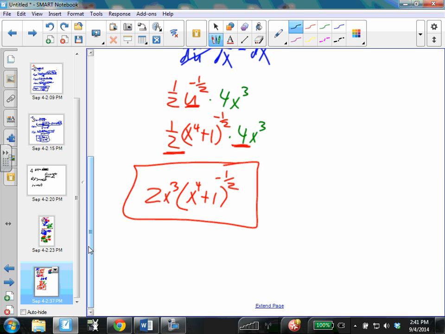Does anybody have any questions at this point? It is a really clever idea, taking those two simple derivatives and multiplying them together to make one complex derivative. It's nice and easy.